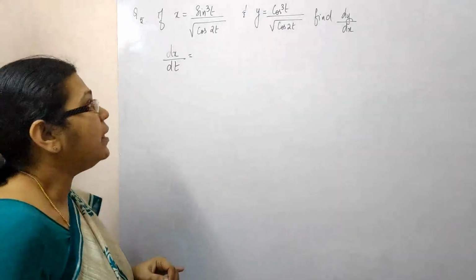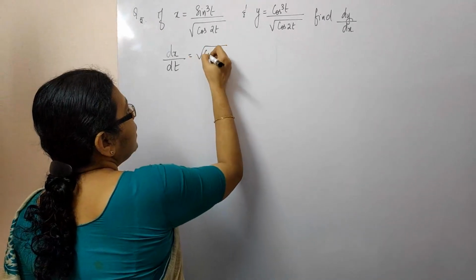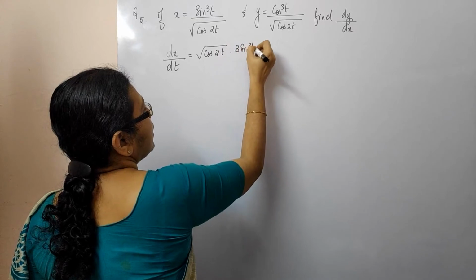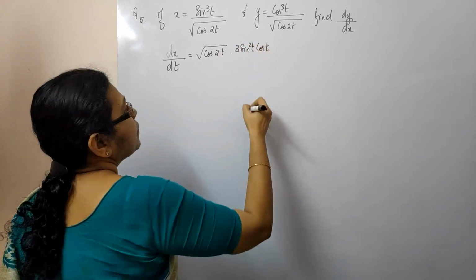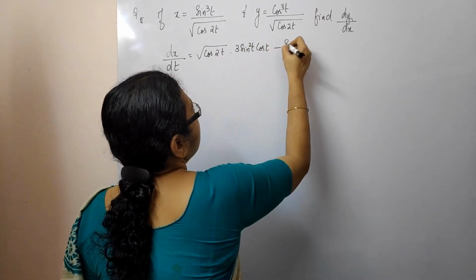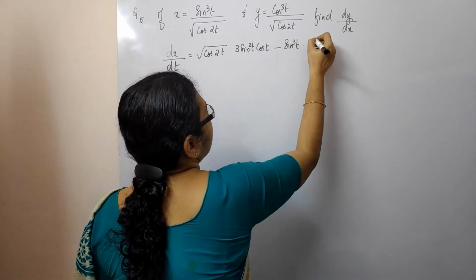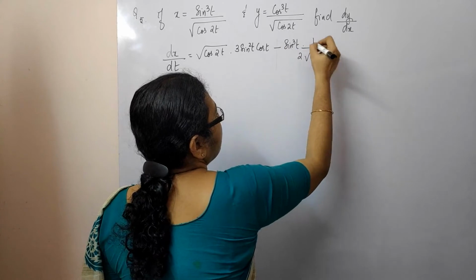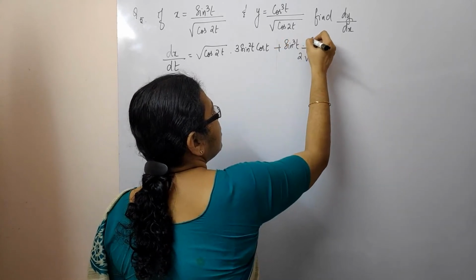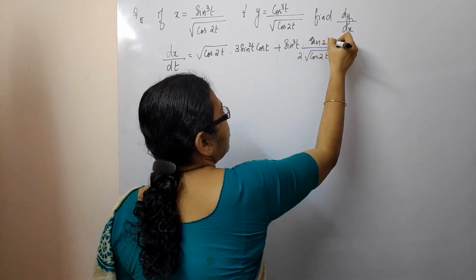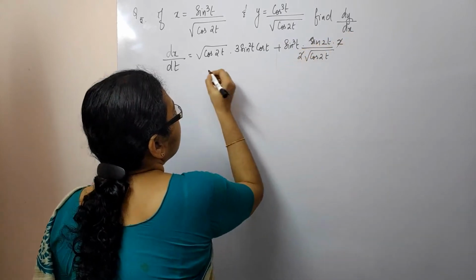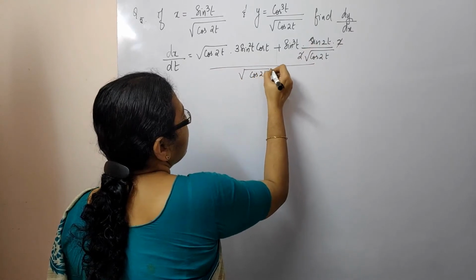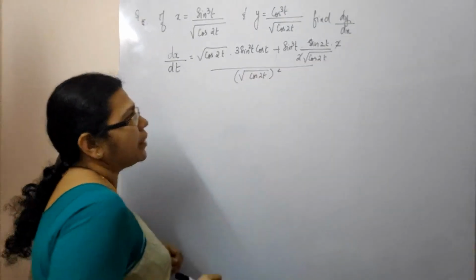T is the parameter. So denominator into derivative of the numerator, that is 3 sin square t into cos t, minus numerator into derivative of denominator, 1 by 2 root of cos 2t. That of cos 2t is minus of sin 2t. That of 2t is 2. So 2 and 2 cancels. Divided by root of cos 2t the square. So root and square nullifies.